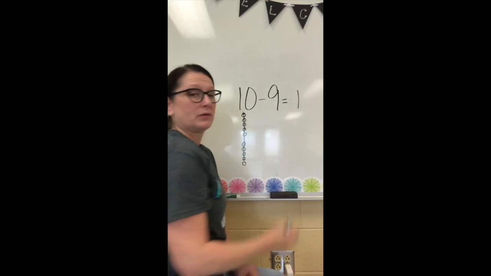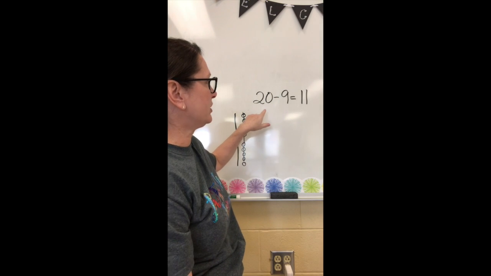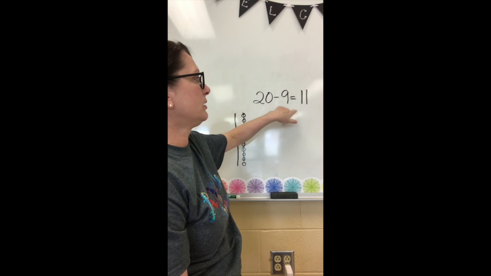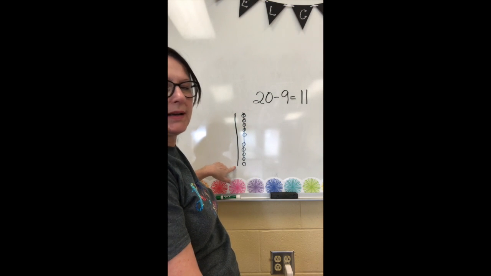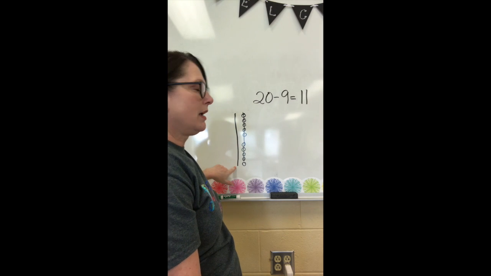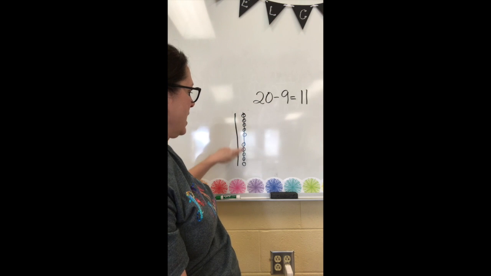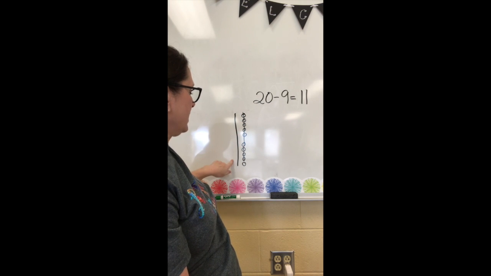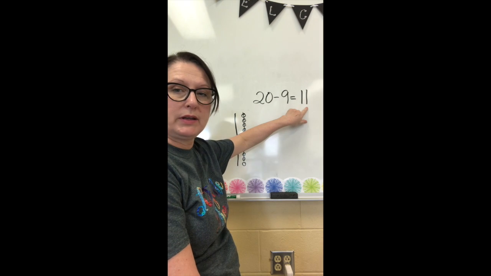So equals 1. Okay, this time I changed it up a little bit. I wrote a different equation. 20 minus 9 equals 11. And I drew this model. I just added a 10 stick. That's all I really did. And so we would have started with 20. I crossed out minus 9. So we had 1 10 left and a 1, which gave us the answer of 11.